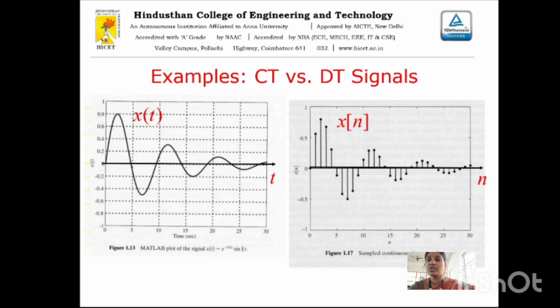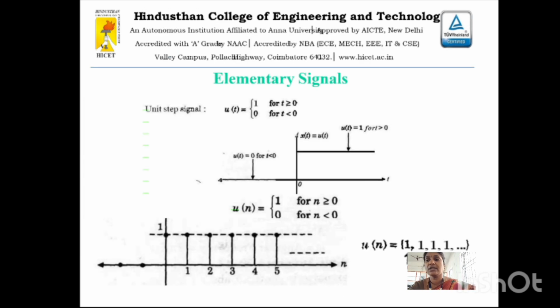Here is an example of a continuous time signal and a discrete time signal. In the first, the signal is varying with respect to time. Here the signal is varying with respect to amplitude. Next one is sampling. Discrete time signals are often obtained by sampling a continuous time signal. Whenever you give x of t as the input signal, we get x of n equal to x of t, where t is equal to n times T.